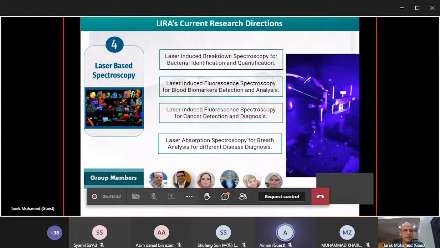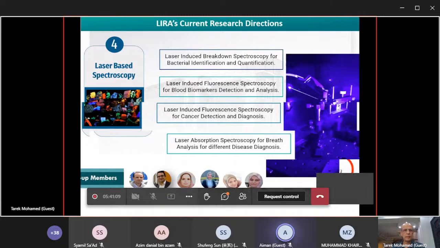Also, we have a laser-based spectroscopy group, and we do laser-induced breakdown spectroscopy for bacterial identification and quantification. We do laser-induced fluorescence spectroscopy for blood biomarkers detection and analysis, laser-induced fluorescence spectroscopy for cancer detection and diagnosis, laser absorption spectroscopy for breath analysis. This will be like a replacement of blood tests. This is a subject for the future. So we use a laser to identify diseases, instead of using a blood test.